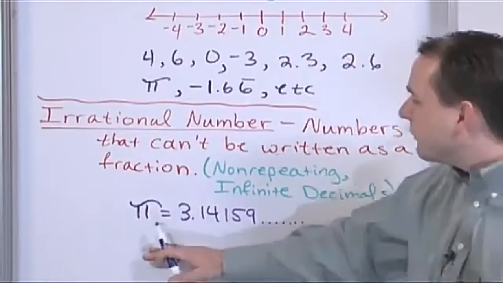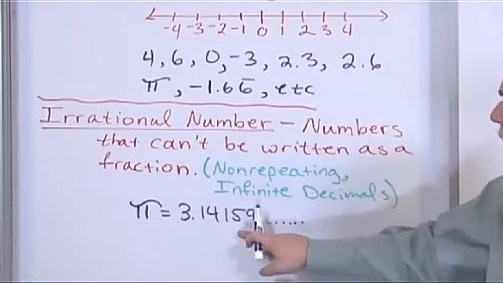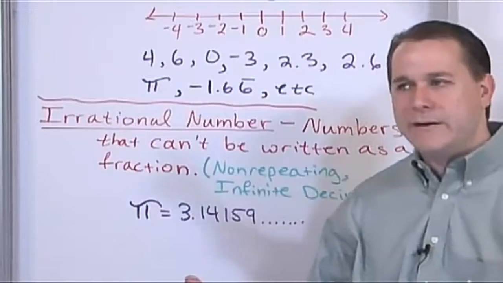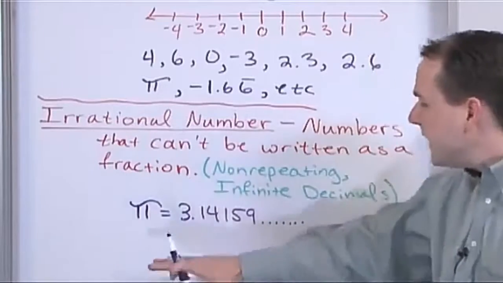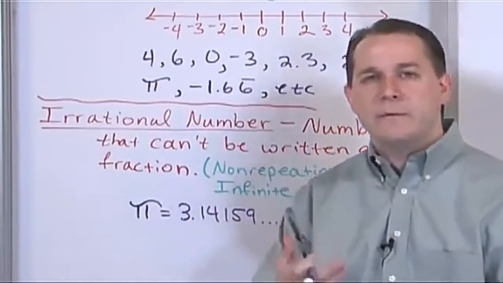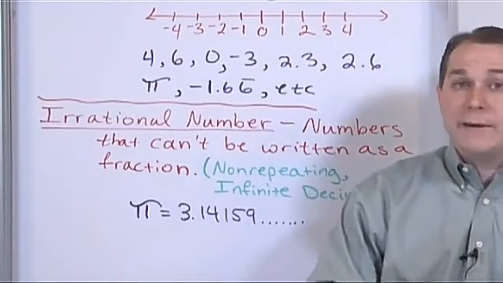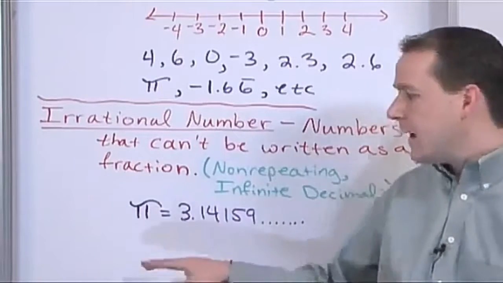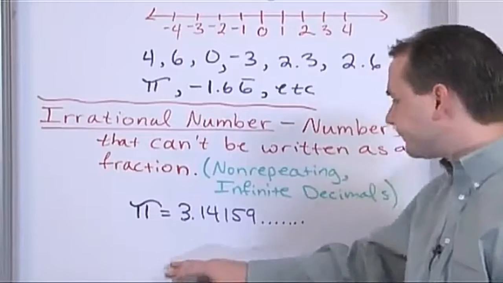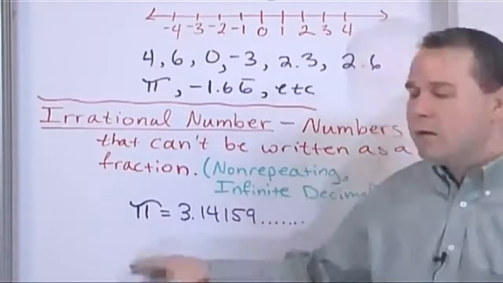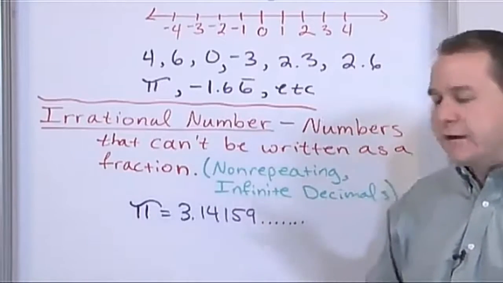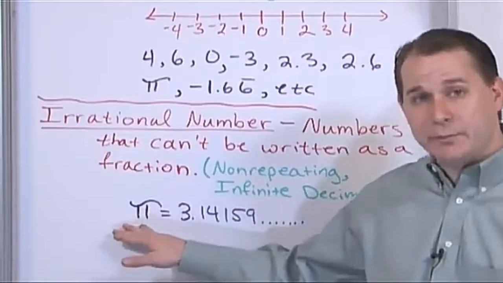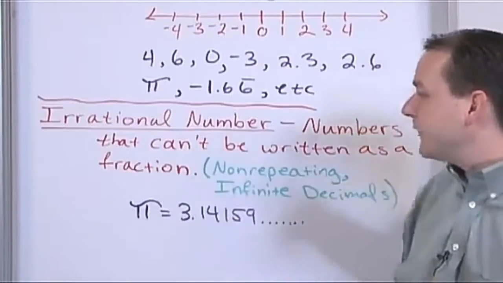So we say pi is irrational because it kind of goes on and on like this. There's no pattern to it. It's not repeatable, and you cannot write pi as a fraction. Some of you guys may have heard that you can write pi as a fraction. I think it's 22/7. That's not really true. That's an approximation. The number pi cannot be written as a fraction, and that's why it is irrational.